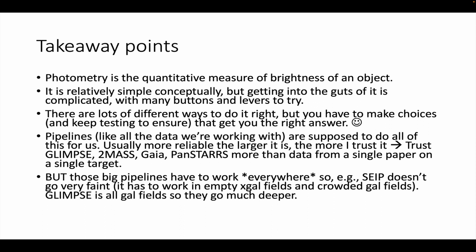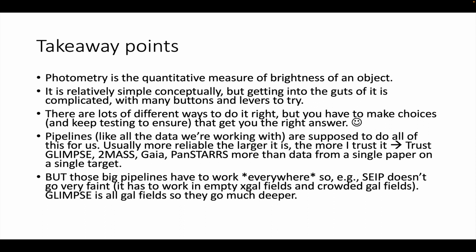Pipelines, like all of the data that we're working with, are supposed to make all of those choices for you. Usually, the larger the pipeline is, the more reliable it is, and therefore the more I trust it. So, if you're working with data from GLIMPSE or 2MASS or Gaia or Pan-STARRS, I trust those pipelines to have been thoroughly vetted, so I believe the fluxes that we get out of them. If you are working with data from a single paper on a single target, then you need to go forth with caution and make sure that you trust those data before you use it.